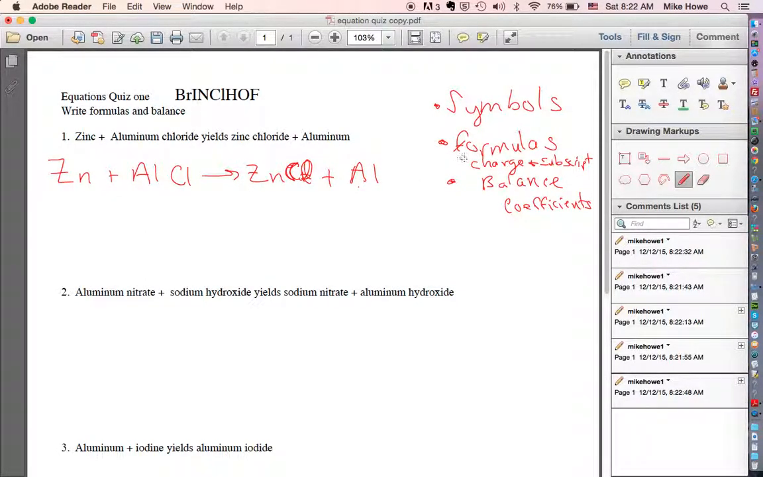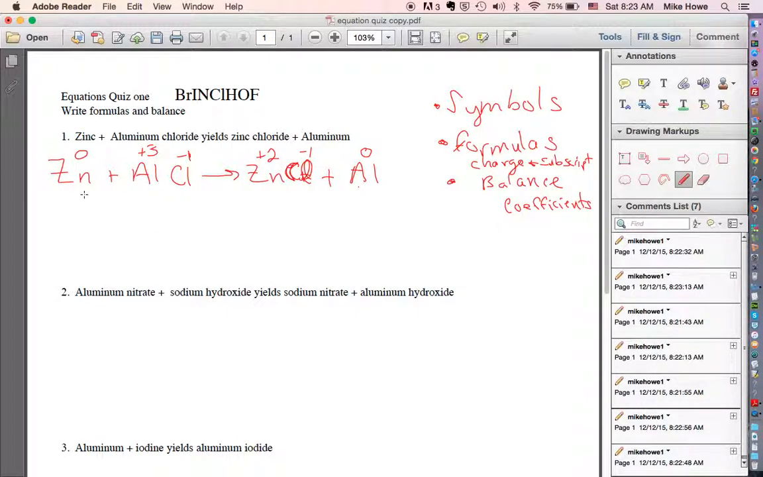We need to write our formulas using charges and subscripts. So zinc is by itself, has zero charge. Aluminum, though, is plus 3 because it's in a compound. Chlorine's minus 1. These charges can be found on your periodic table. Zinc over here is in a compound, so it's plus 2. Chlorine's minus 1. And aluminum over here is by itself, so it's 0.